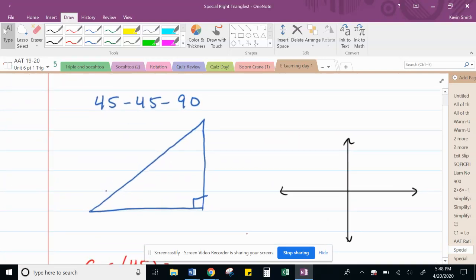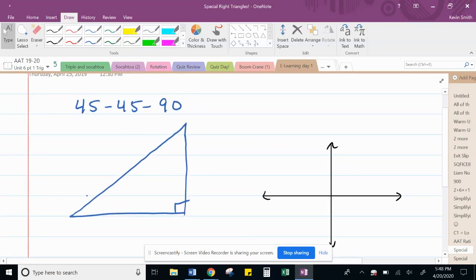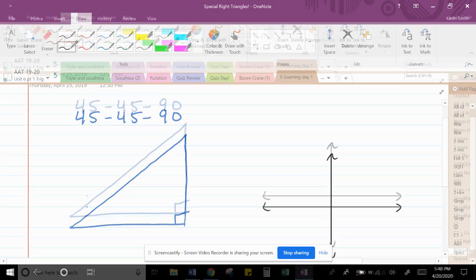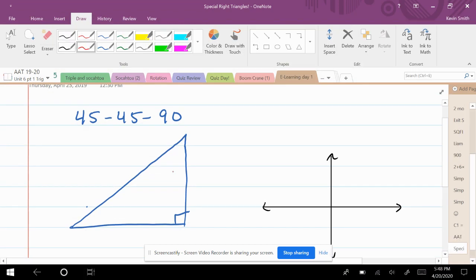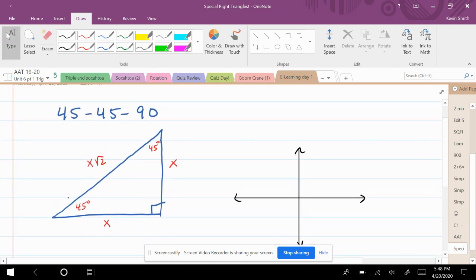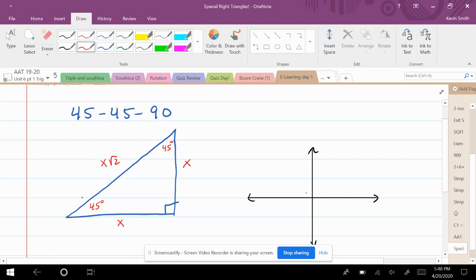All right, so for part 2 of the lesson, we're going to start talking about doing some trig on these. If you recall, the three side lengths of a 45-45-90 triangle (let's label the angles so we know it is a 45-45-90) are x, x, and x root 2. And so we're going to start putting these onto the xy axis.